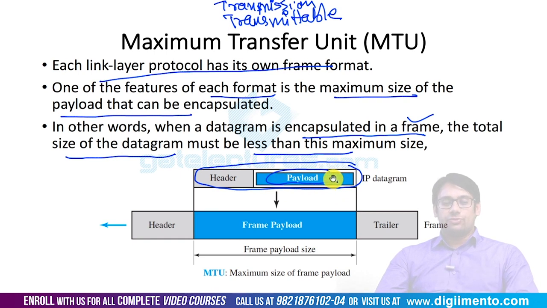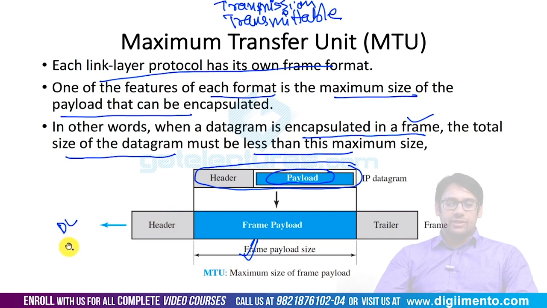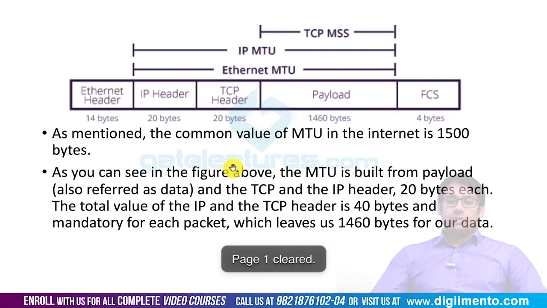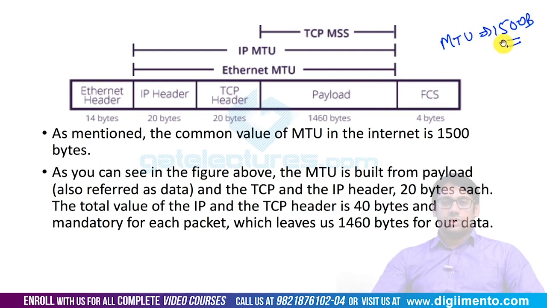This is the payload that you got from the transport layer. You give this to a frame and it becomes the frame payload. The data link layer adds its own header, adds its own trailer, and puts the frame in this payload. So what happens when I say the MTU is 1500 bytes? If the MTU of a network is 1500 bytes, through Ethernet you can only transfer a maximum frame size of 1500.